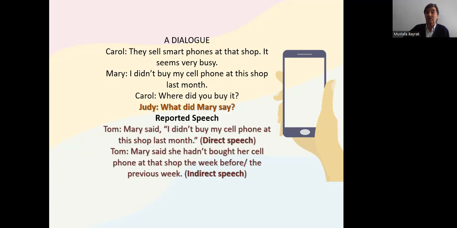So Tom is the reporter now, okay? Tom is the reporter. Mary said, "I didn't buy my cell phone at this shop last month." So this is the message. This message is given, but with a comma, quotation marks, and the original words of the original speaker, in direct speech. Now, Tom: Mary said she hadn't bought her cell phone at that shop the week before or the previous week. This is indirect speech.